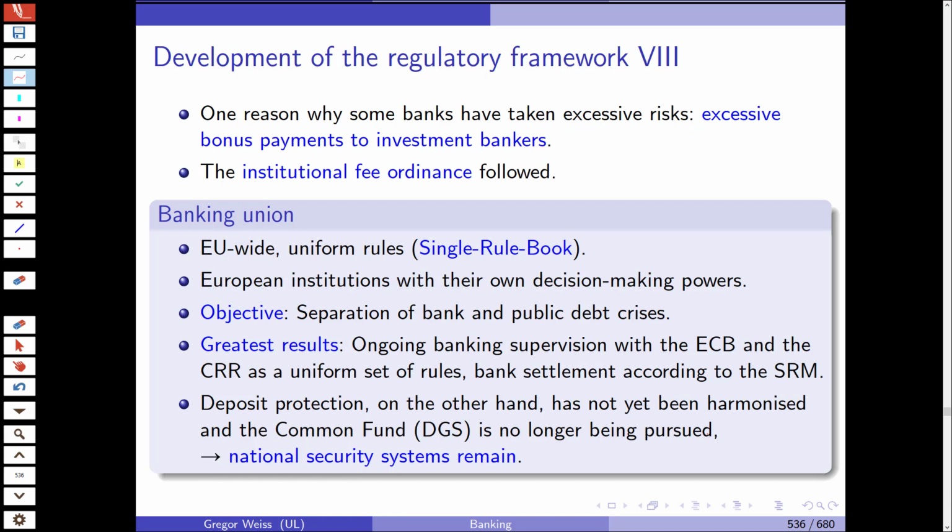Now, one reason why some banks have taken excessive risk was excessive bonus payments to investment bankers. So the so-called institutional fee ordinance followed.